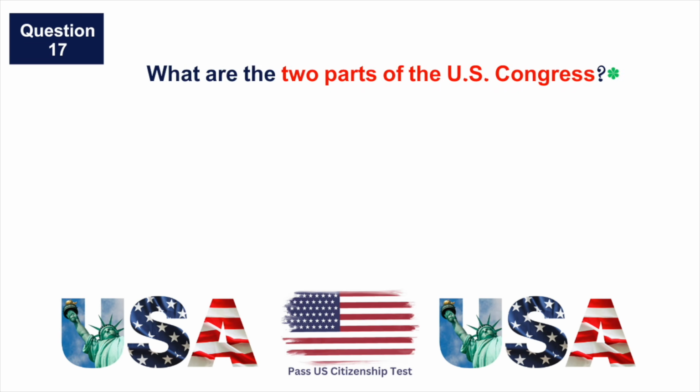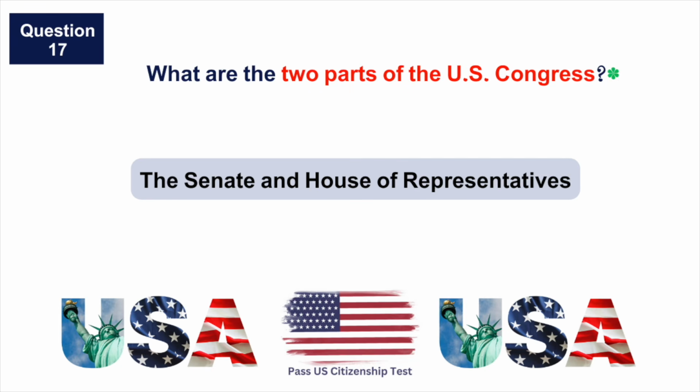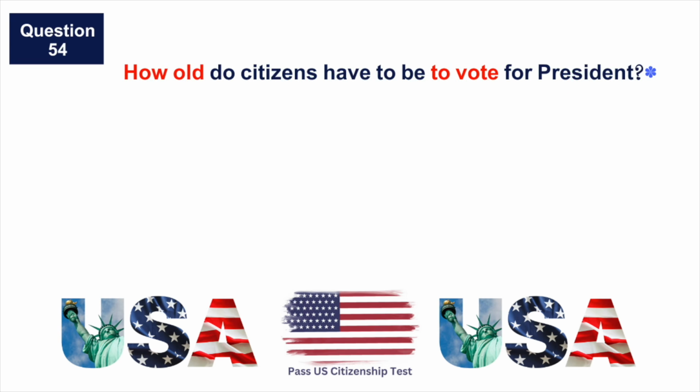What are the two parts of the U.S. Congress? The Senate and House of Representatives. How old do citizens have to be to vote for president? 18 and older.